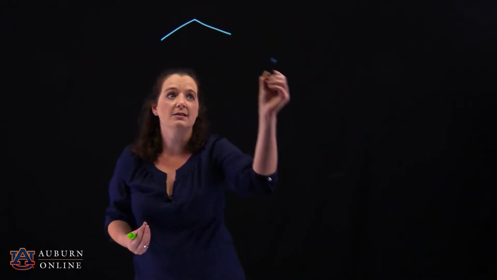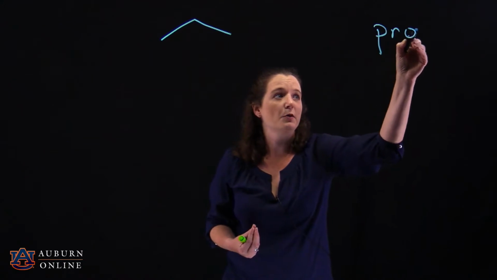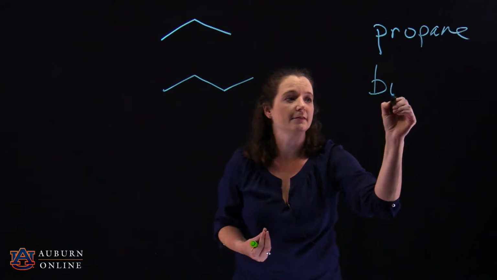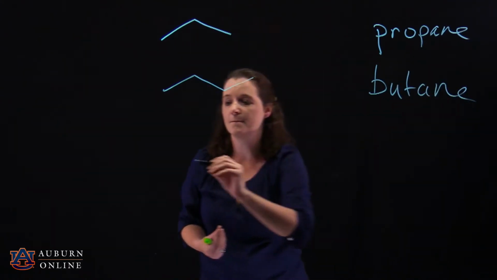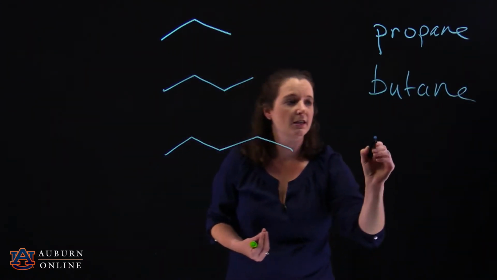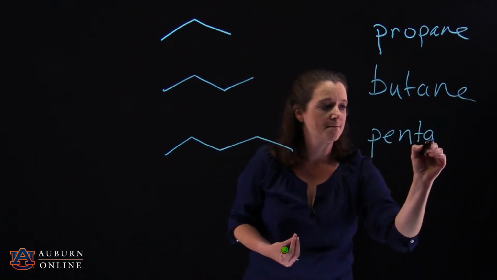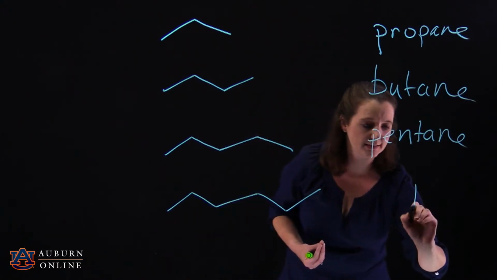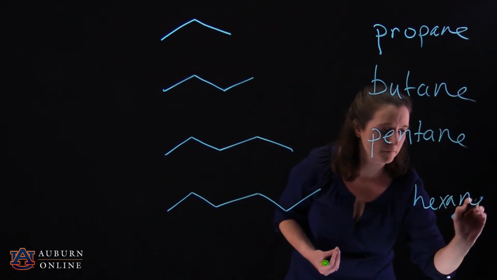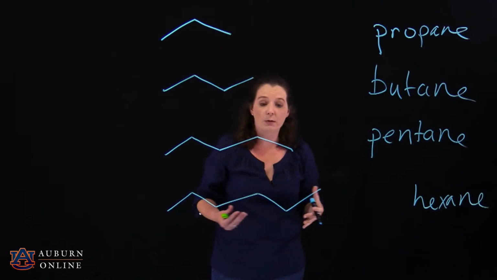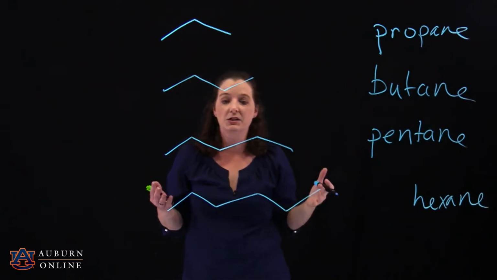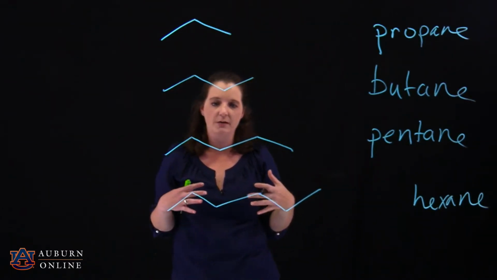So up to this point, we've been talking about linear alkanes. If I have 3 carbons, that's propane. If I have 4 carbons, that's butane. 5 carbons is going to be pentane. And then finally, 6 carbons is going to be hexane. And that's great if we were all in flat world. But we know that we're in a 3-dimensional space. So we need to start thinking about how are we going to put these bigger and bigger molecules together?